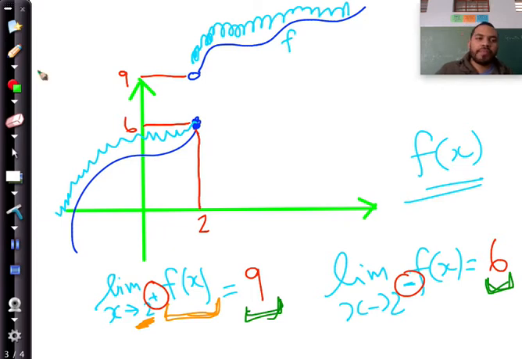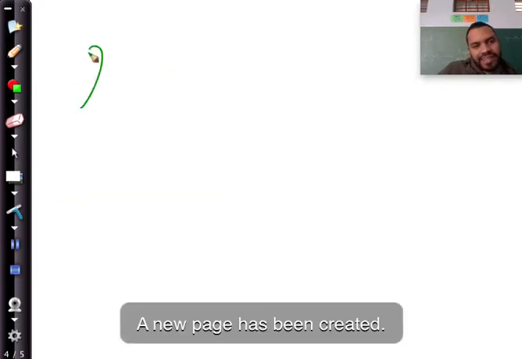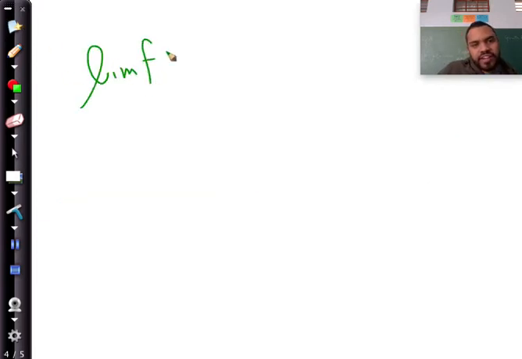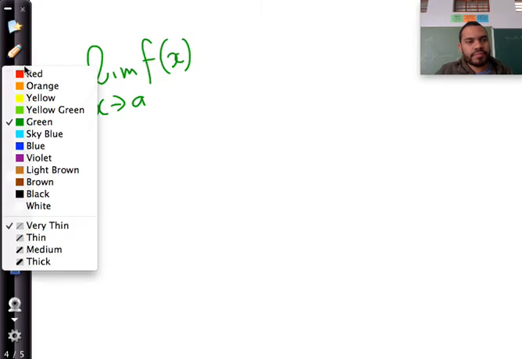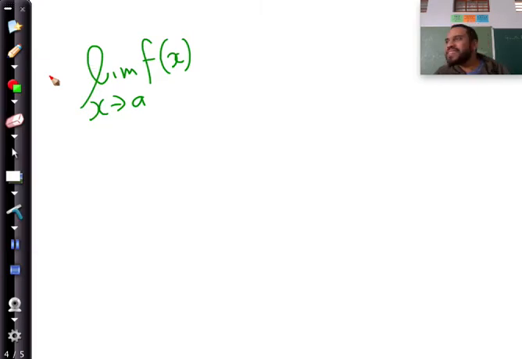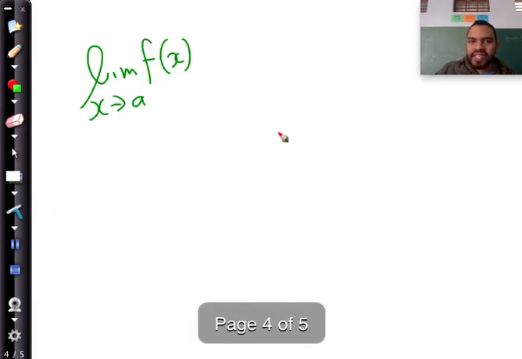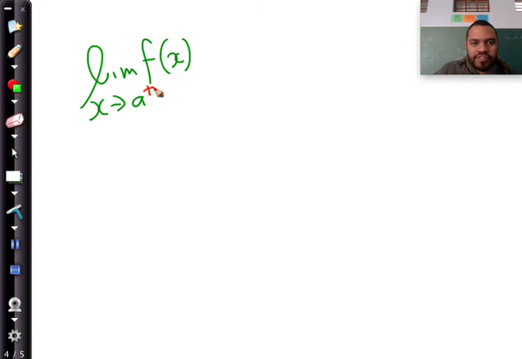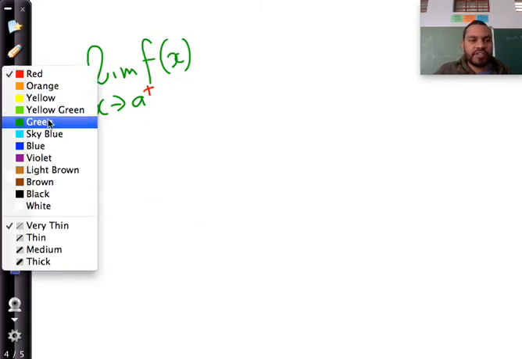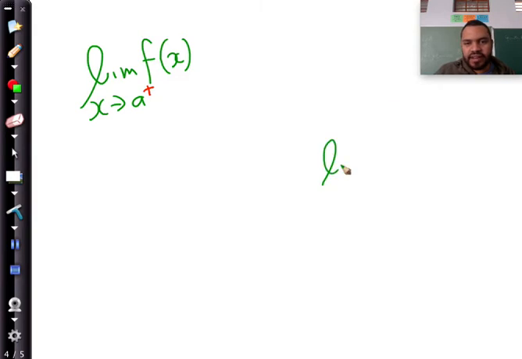Okay. Now, when we talk about the limit of a function f of x as x approaches a, what does a stand for? Some number. For example, the value of a in the previous question is 2, right? When I say plus, it means I'm approaching from the right hand side. And when I say minus, I'm approaching from the left hand side, right? So I'm going to look at these two definitions there.